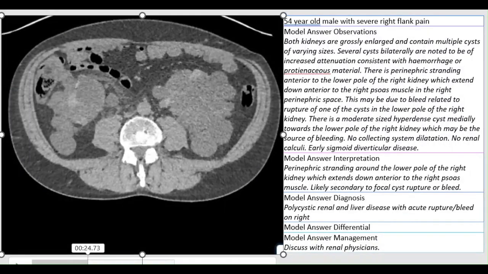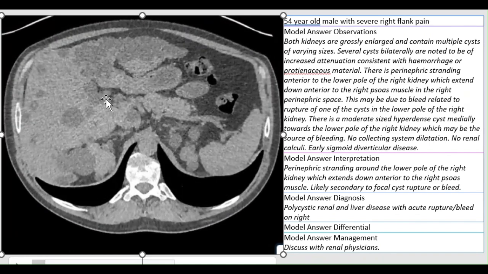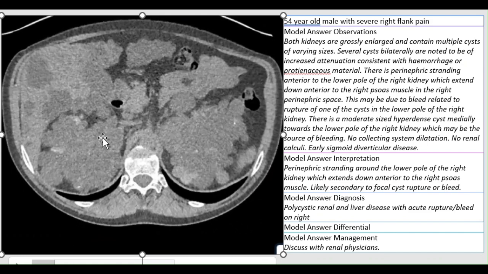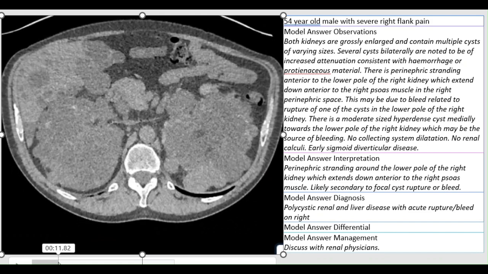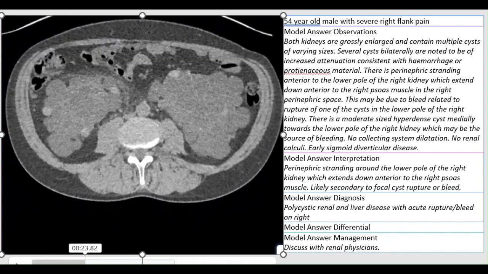The most likely diagnosis is polycystic kidney and liver disease with acute rupture or bleed on the right. I would discuss this case with the renal physicians, or I would recommend urological referral. That's it.